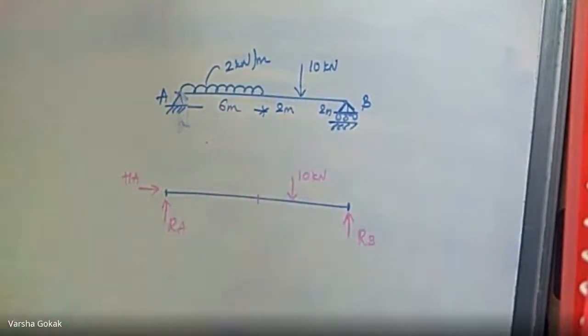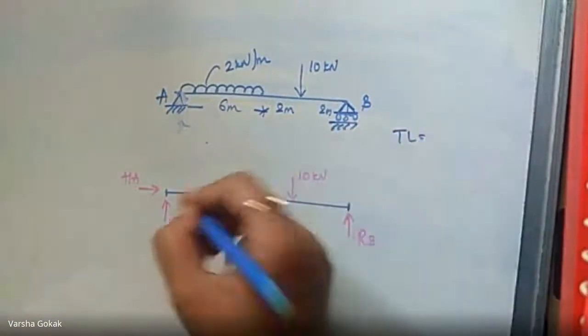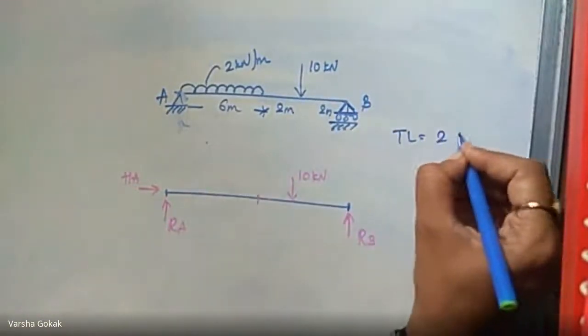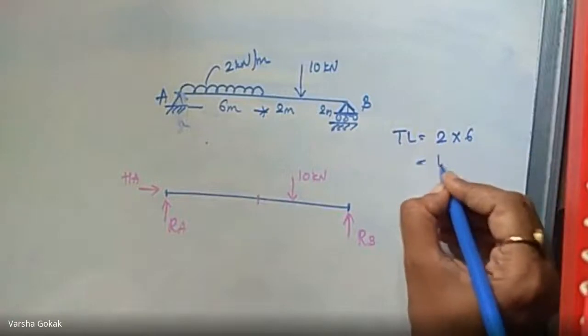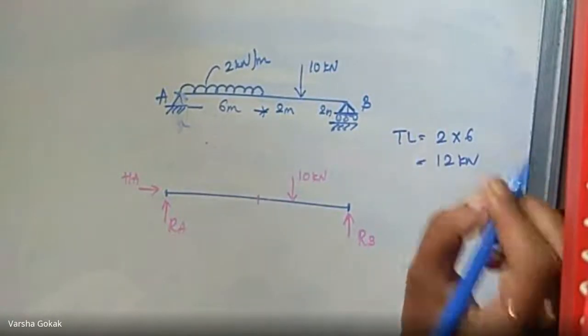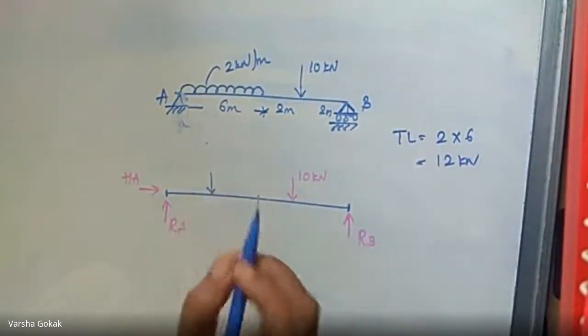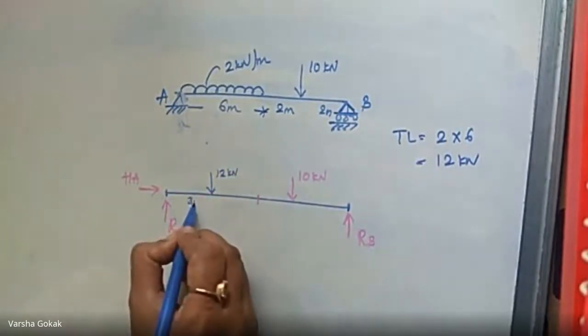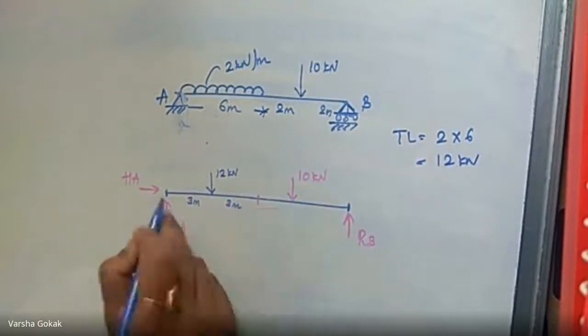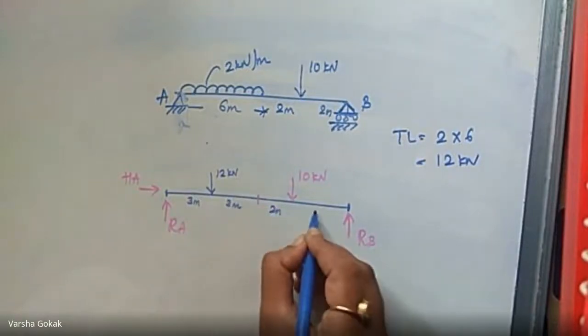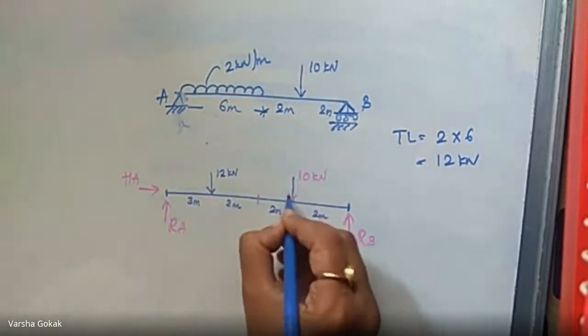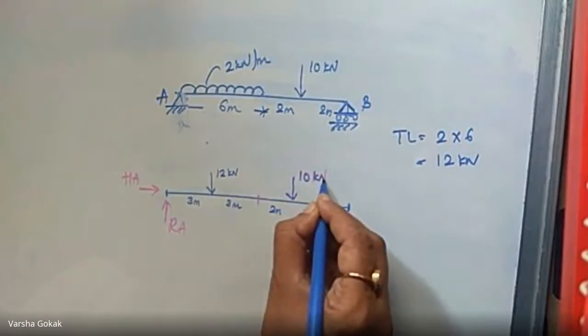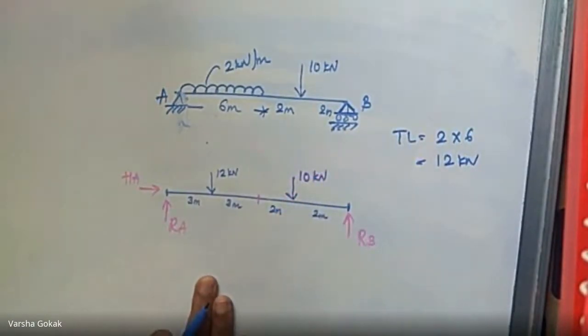So when I draw the free body diagram, the total load is 2 into 6, that makes it 12 kilonewton acting at the center. So like this, I draw. This is 12 kilonewton and it acts at 3 meters, 3 meters, exactly at half. This is 2 meters, this is 2 meters is given. Any doubt with this? Am I on the right track or has something gone wrong?